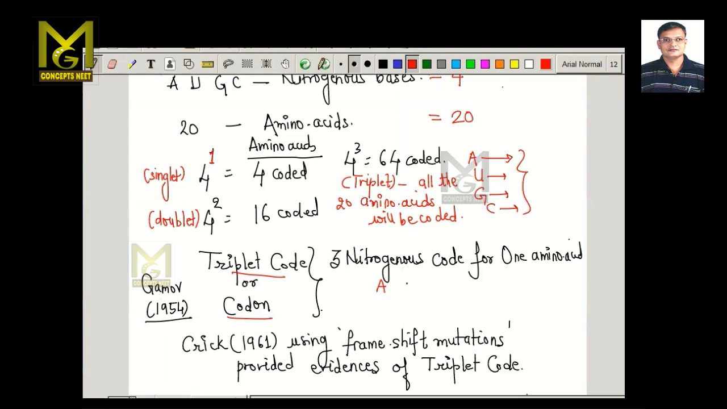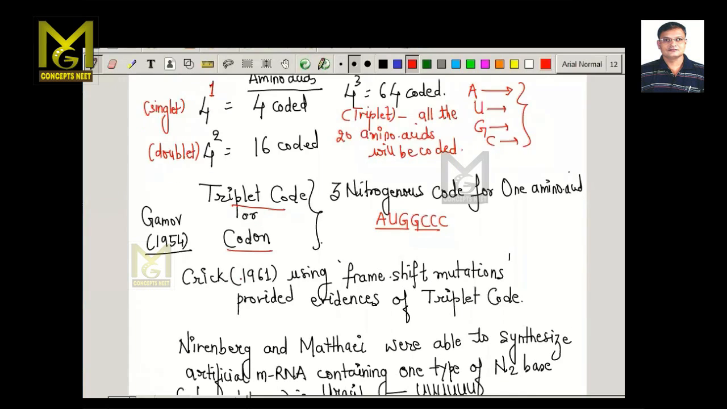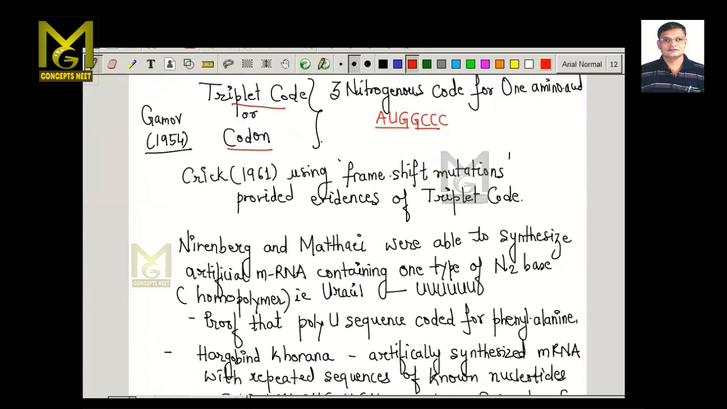If we consider 3 nitrogenous bases at a time, for example, if we have such a system of nitrogenous bases, this will be 1 codon, this will be the second codon, etc. So the universally accepted system of coding, we call it a triplet code, or a codon. Now it was Crick in 1961, using mutations, that is, he changed these nitrogenous bases, and he gave evidence that it was the triplet code which was working.